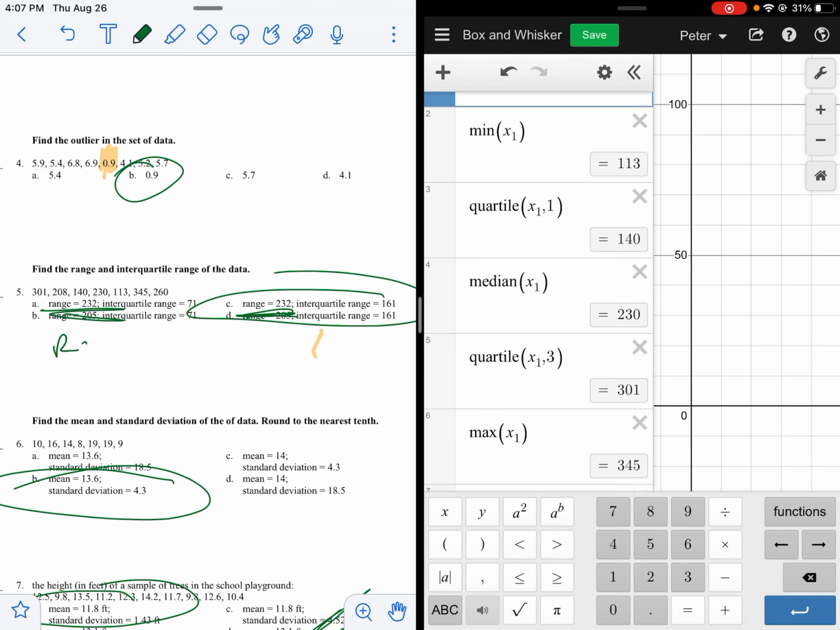All right, so the range is max minus min, and then the interquartile range is quarter 3 minus quarter 1. So 345 minus 113 is 232, and then 301 minus 140, 161.